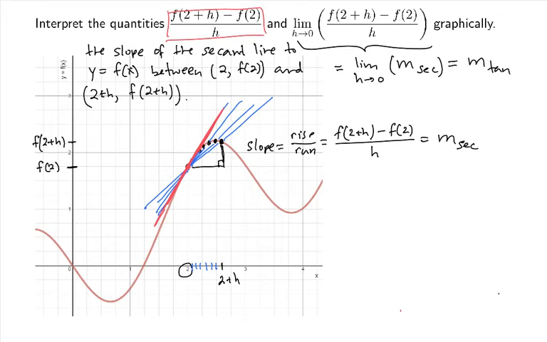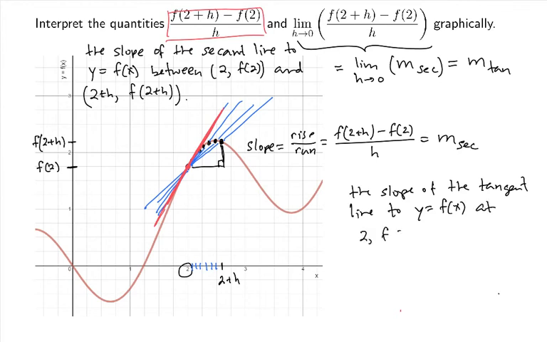So we can write it out in words. This quantity is going to be the slope of the tangent line to y equals f of x at the point (2, f of 2). And this thing, of course, is uniquely defined. That is what this limit is going to be.